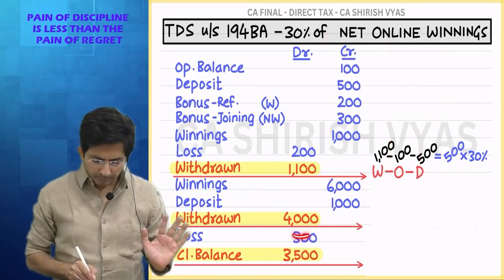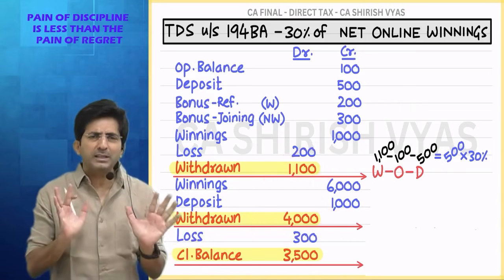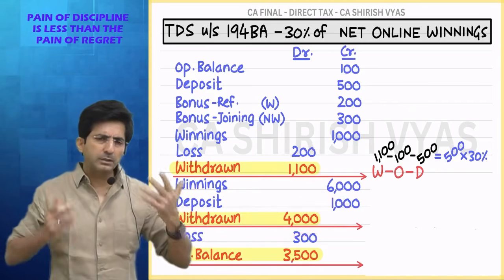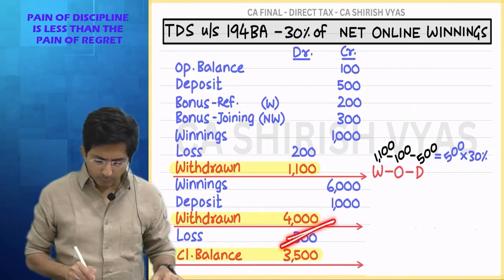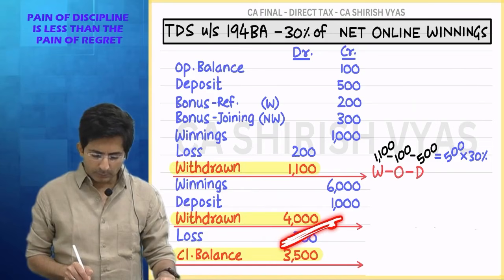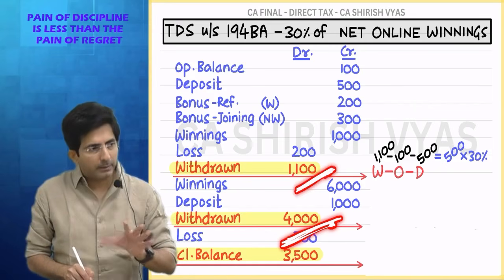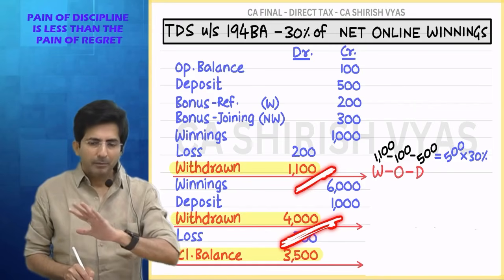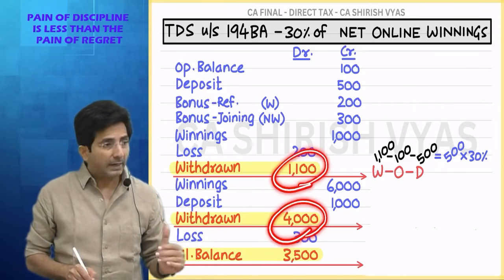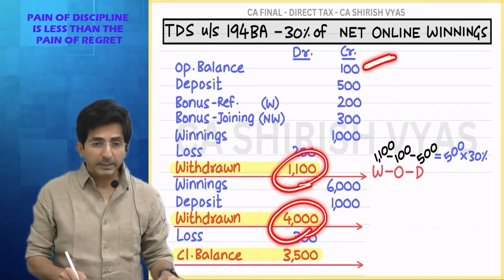Now assume this 4000 and 1100, take cumulative basis. Cumulative, understand? So take this working refreshed, from the start. As on 4000, what is my total withdrawal? 4000 plus previous withdrawal 1100. I know on the previous withdrawal TDS has already come, but that will be adjusted. Right now let's go cumulative basis. So what are the accumulated withdrawals? 5100.